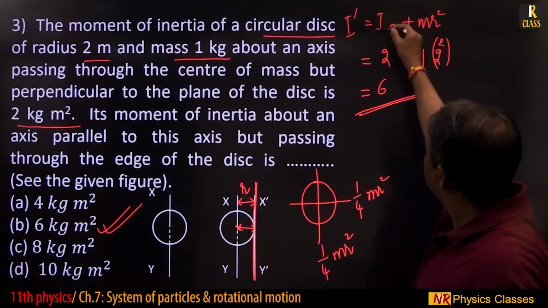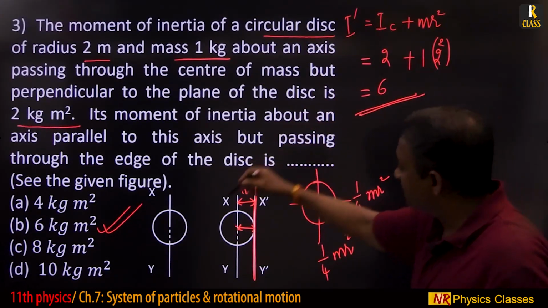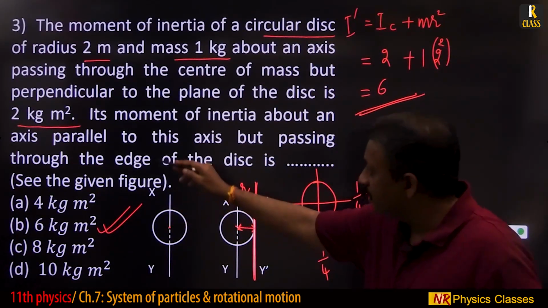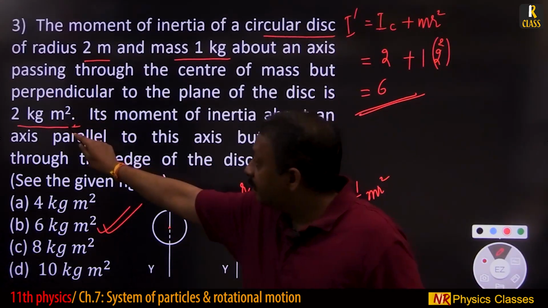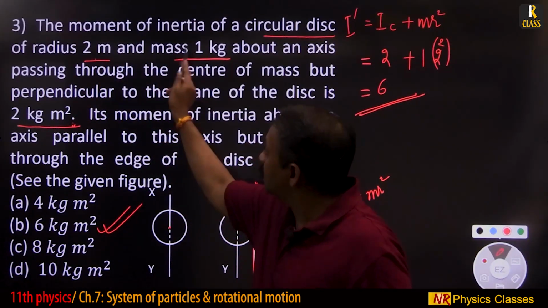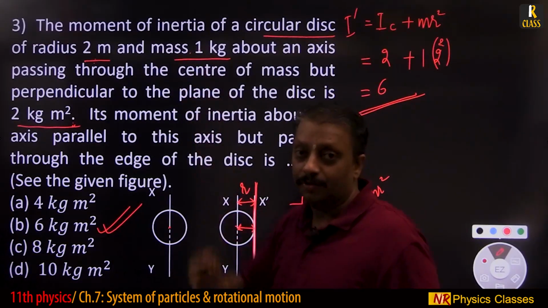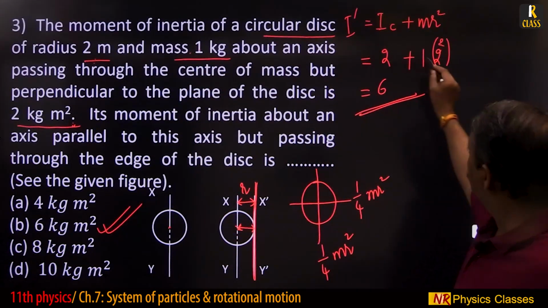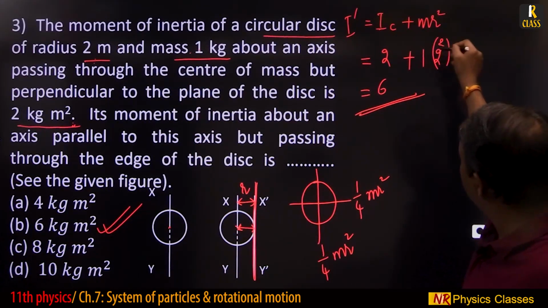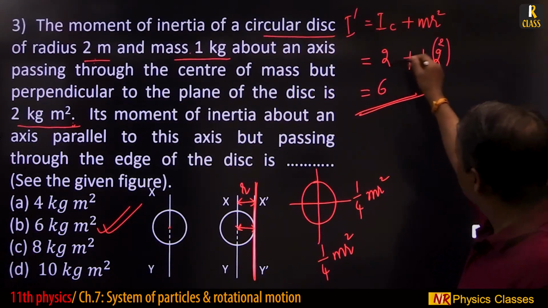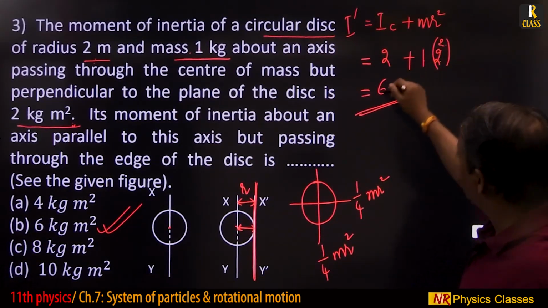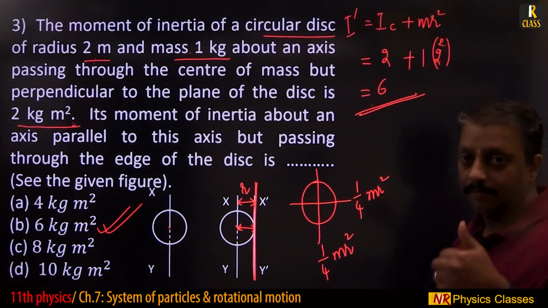So the moment of inertia about an axis passing through the center of mass is mentioned here. If it is not mentioned, then also you can solve using these two. So it is 2 plus 1 times mass times distance square. It is equal to 6.